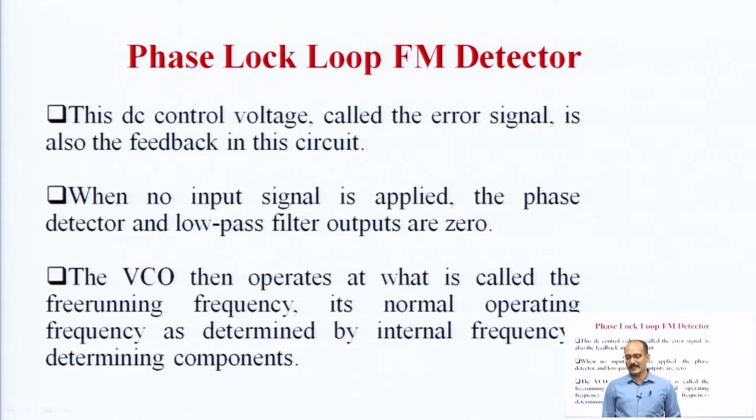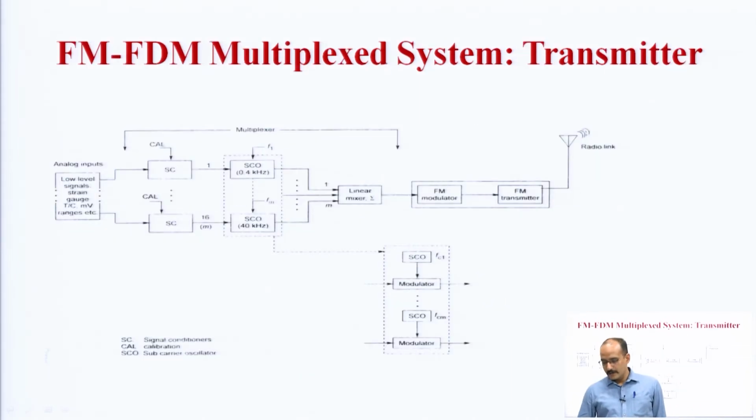When no input signal is applied, the phase detector and low pass filter outputs are 0, as I told you initially. So, the VCO operates at what is called the free running frequency, its normal operating frequency as determined by the internal frequency determining components. This means when you are not applying any input signal, that condition is known as the free running condition, and the frequency of the VCO in that situation is called the free running frequency. So, this is about the phase lock loop FM detector.